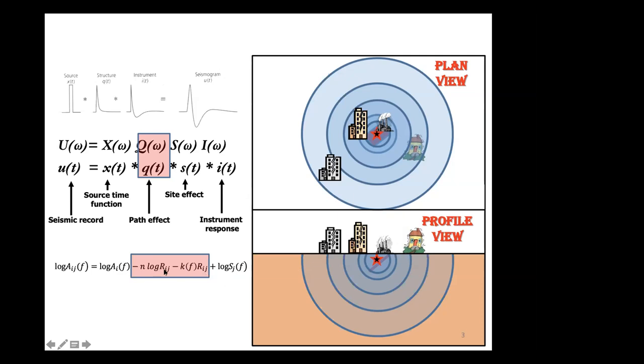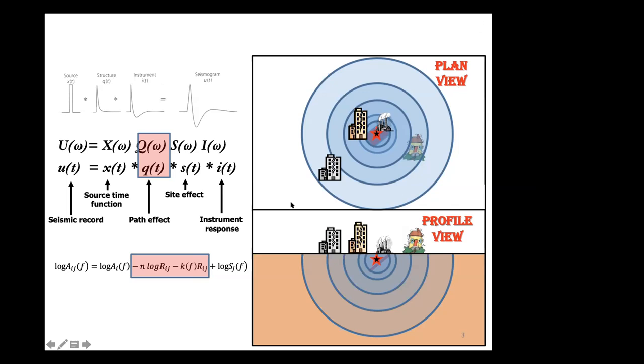The path effect, as you see, has both indices i and j, because this is the distance between earthquake i and station j. But for the site effect, you just have j, station j. And again, for the source term, you have the source term for earthquake i. And here you have the ground motion parameter caused by earthquake i and recorded at station j. Right? Is that clear?